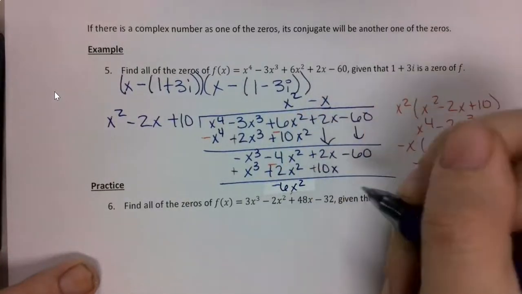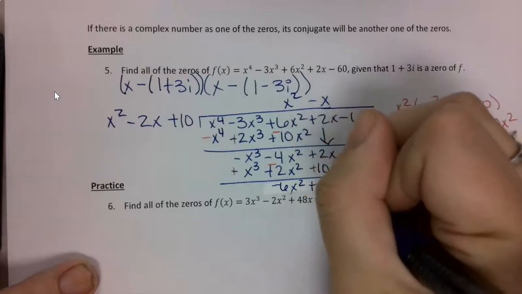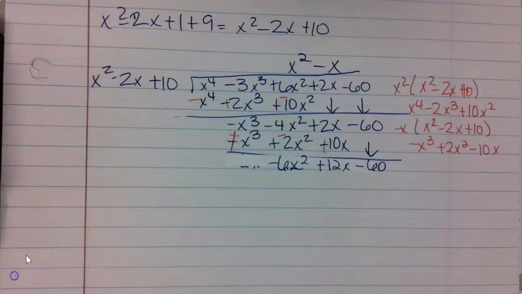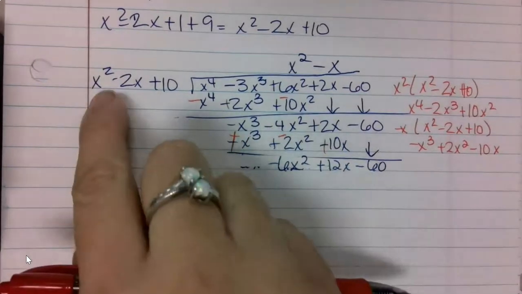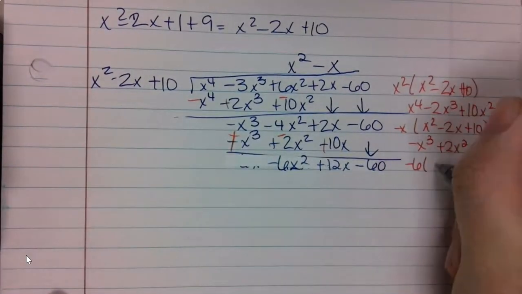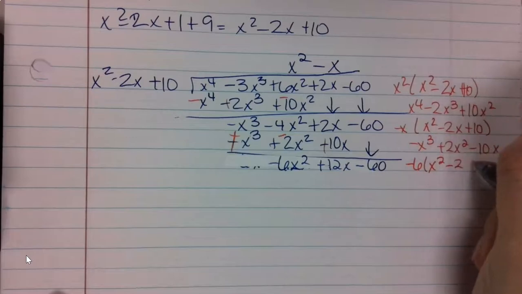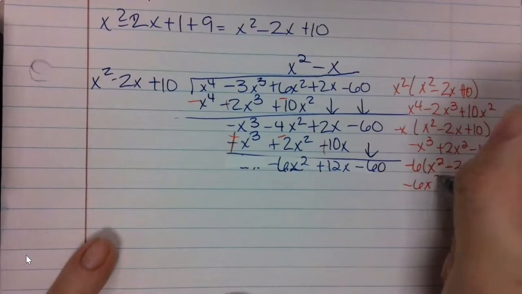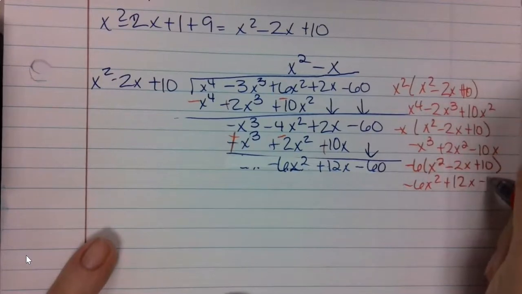Positive 2, positive 10 gives me positive 12x minus 60. Let me go grab a piece of paper. Okay, so I have copied this all over on another sheet of paper. Now I need to turn x squared into negative 6x squared. This would be multiplying by negative 6. And I write that over. I get negative 6x squared plus 12x minus 60.